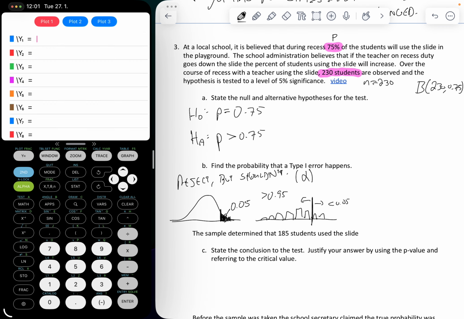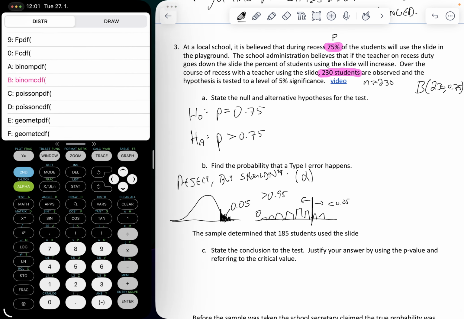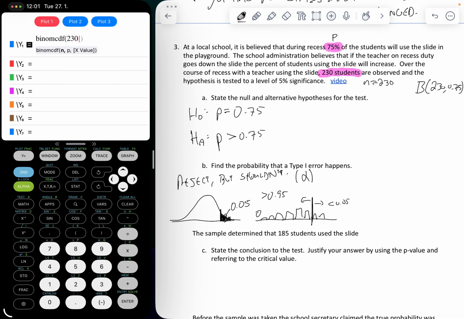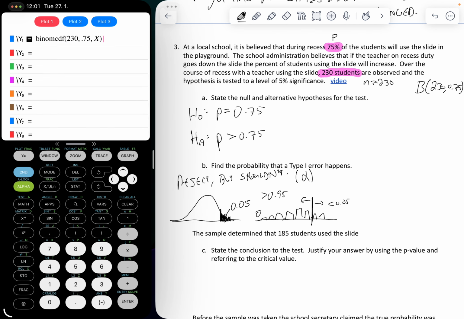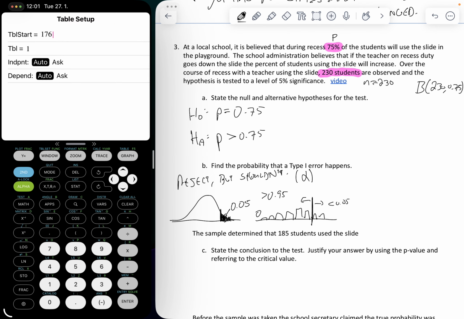The first one I'm going to do just on the left side, because binomial CDF will give us 0 up until x. We want to figure out what that x value is, and we'll see what it ends up being. So I'm going to go to distribution, binom CDF, and I have 230 kids. There's a 0.75 chance that they use the slide, and I'm just going to drop x in there because I want to see what it is up to 170, 180, whatever that value is going to be. So I'm going to go to my table set, and we might want to start somewhere around what we expect, around 170. We expect 172, so around 170, that's when I'll start getting into actual values.